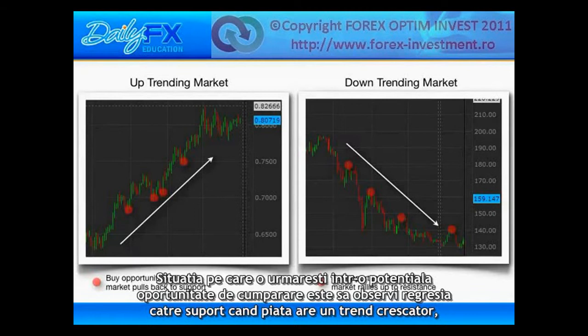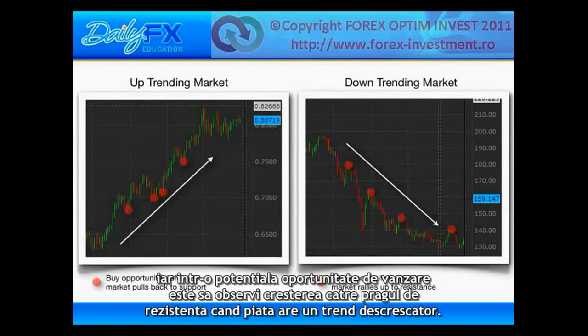The situation you want to look for in a potential buying opportunity is to note a pullback down to support when the market is in an uptrend. A potential selling opportunity is a rally up to resistance when the market is in a downtrend.